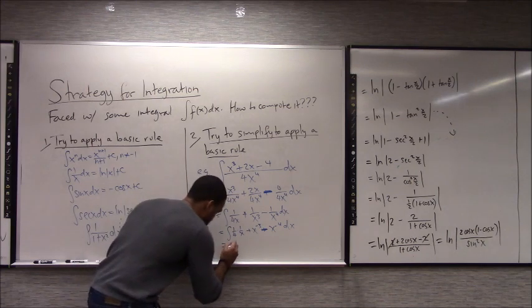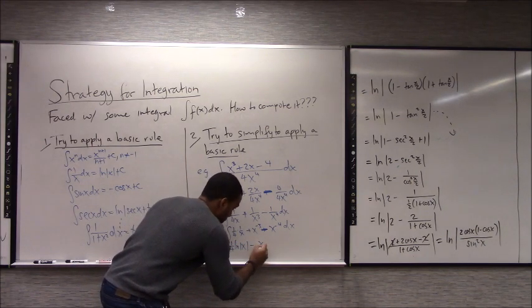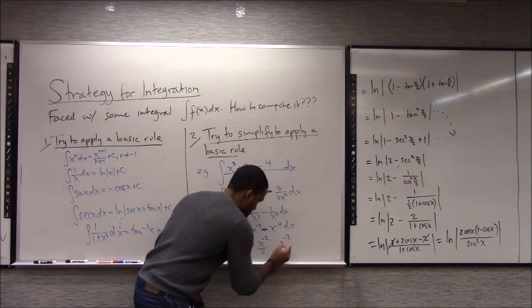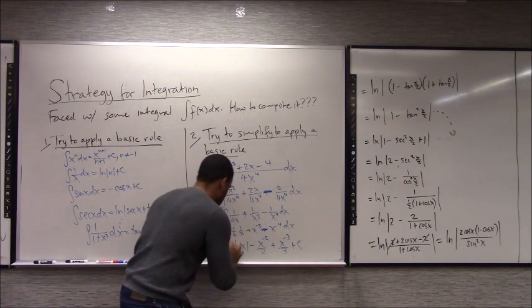So that's just going to be 1 over 4 ln absolute value of x. Add 1 to the power, divide by the new power. Add 1 to the power, divide by the new power. That's going to be a plus C, and that's your answer right there.